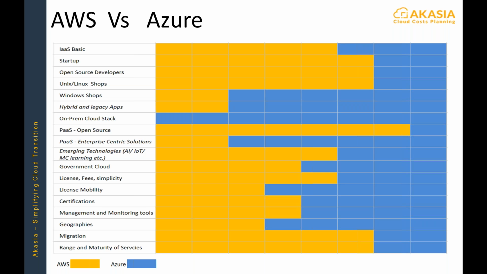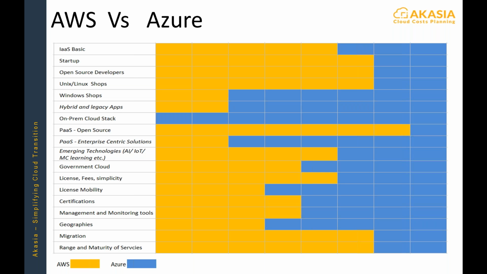Now, if you're a government entity, you may need a government-focused cloud, which is private for you, and Amazon, Google, and Azure all provide government clouds as well. In fact, they have built specific private clouds for governments.